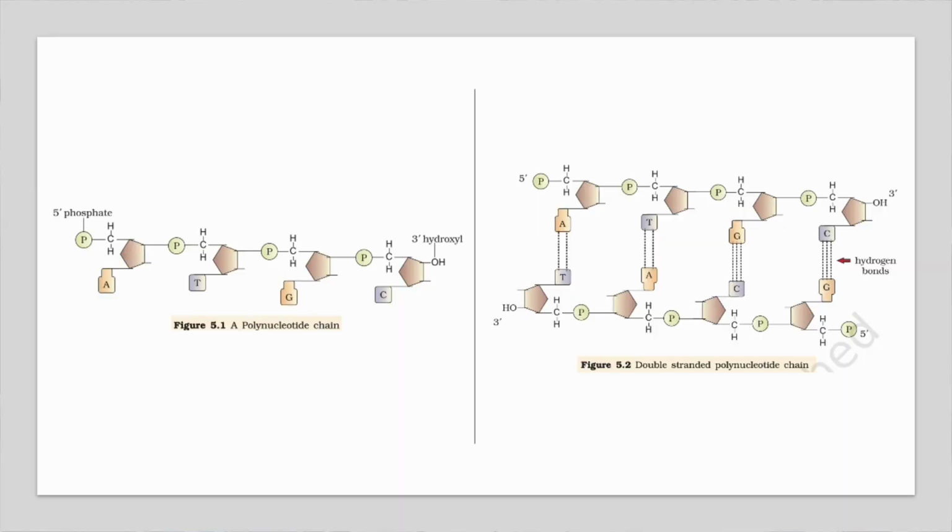The chapter molecular basis of inheritance starts with the structure of DNA. Be very confident with the drawing of a single-stranded and a double-stranded polynucleotide chain, and the labeling of the N-glycosidic bond, phosphodiester bond, and hydrogen bond. Learn nucleotides and nucleosides along with their examples.